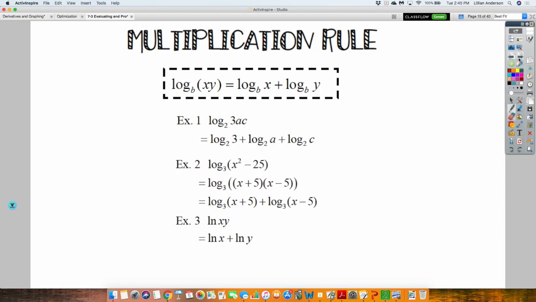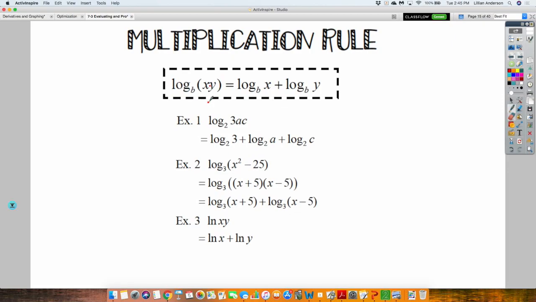So this right here, the reason why it's called the multiplication rule is because this is x times y. And so then to separate x from y, as you can see, it's log of the same base b of x plus log base b of y. Okay, so multiplication rule, you expand it by using addition, and also vice versa. You can condense it if there's an addition symbol just by multiplying the x and the y together.